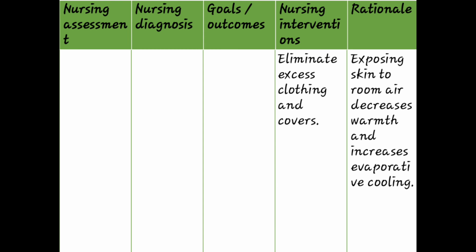Then eliminate the excess clothing and the covers. If the patient is covered with excessive linens or is wearing excessive clothing, we can eliminate that, because exposing the skin to the room air decreases the warmth and increases the evaporation and cooling. If the evaporation increases, the patient can dissipate more of the heat from the body, so that the temperature will be lowered.